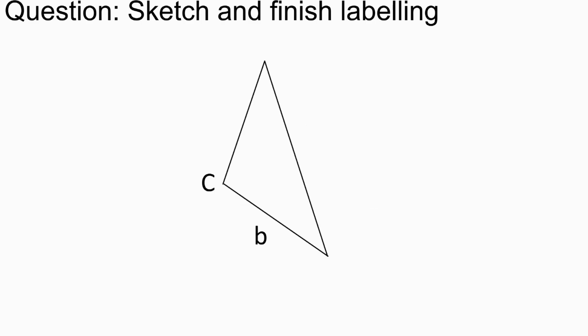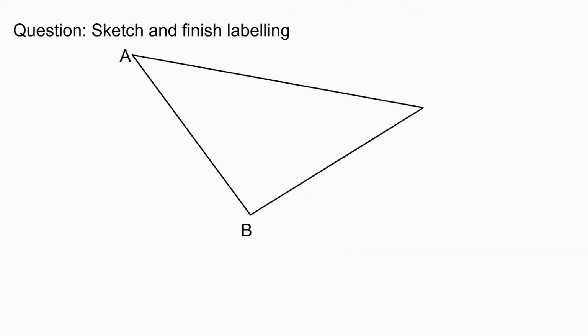Have a go at labeling this one. Okay, so we would have little c opposite big C and big B opposite little b. And then the remaining side and angle is going to be A. So we have big A as the angle, little a as the side. One more. So sketch and finish labeling. And you should have this.